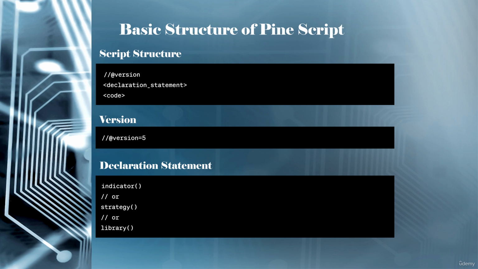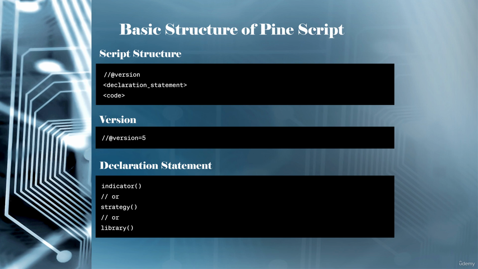Version, let's review it. The script begins with the version declaration, indicating the version of Pine Script being used. For example, you place 2 forward slashes, @version=5, meaning this Pine Script code is set to version 5. Versions can range from 1 to 5, with the latest version 5 strongly recommended by the TradingView platform. Placing this annotation at the top of the script enhances readability of the code.